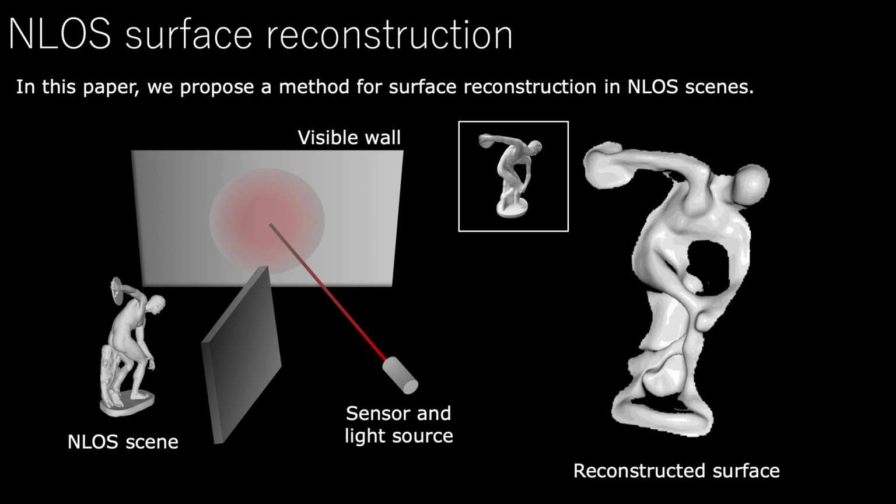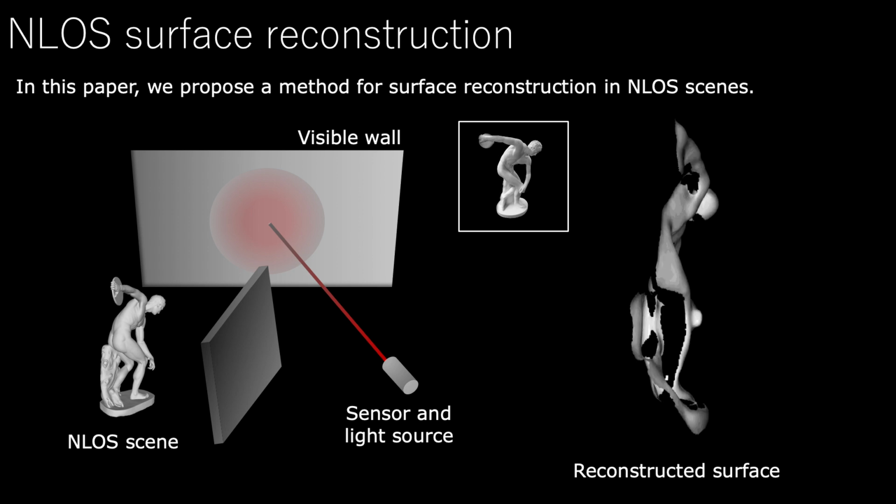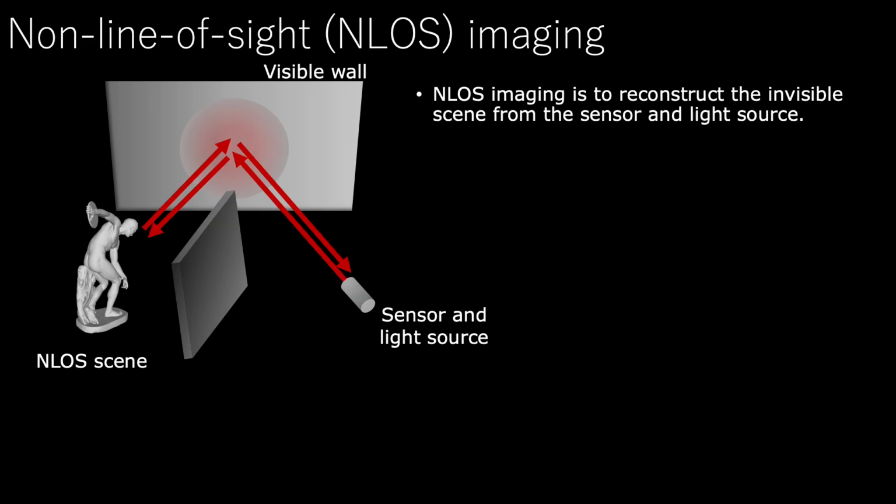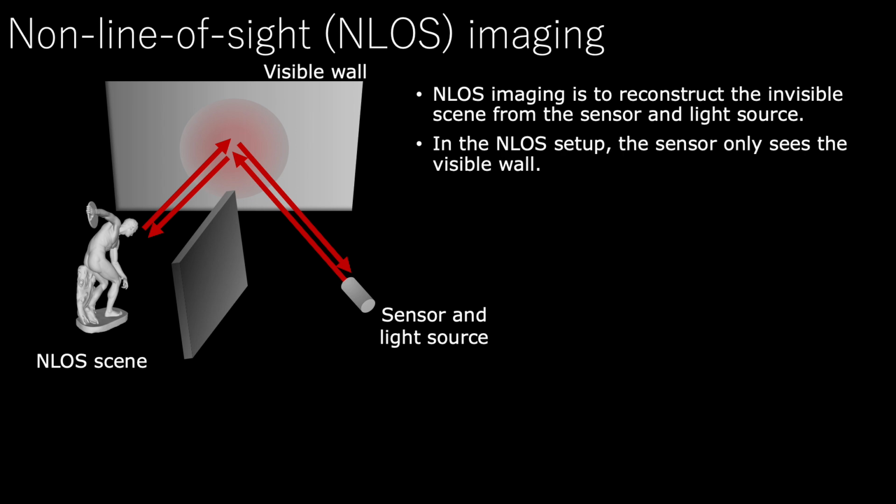In this paper, we propose a method for surface reconstruction in NLOS scenes. Non-line-of-sight imaging is to reconstruct the invisible scene from the sensor and light source. In the NLOS setup, the sensor only sees the visible wall.